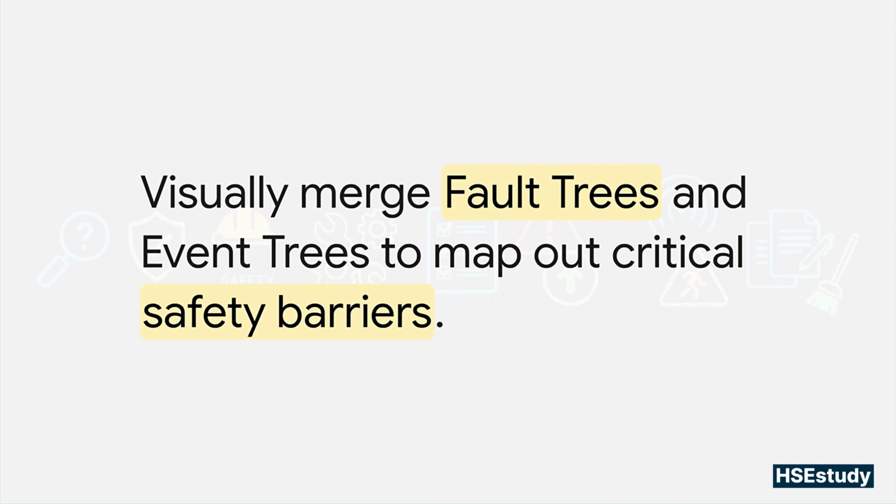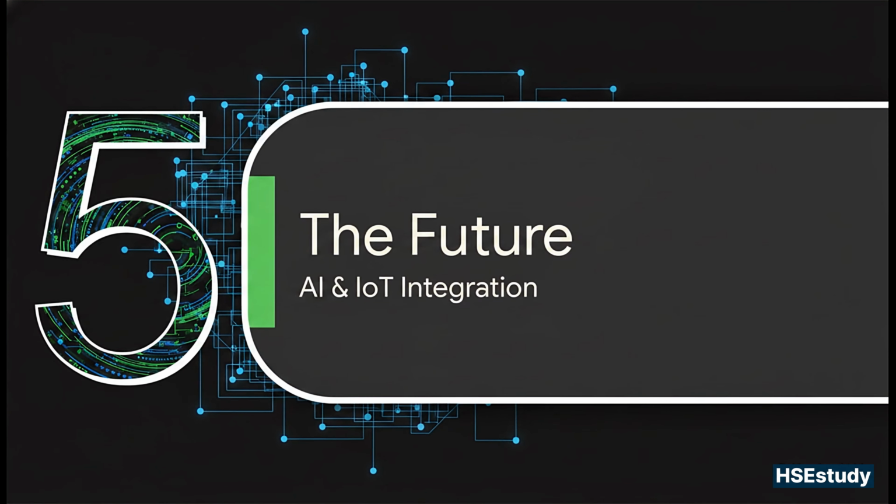And along those pathways, you literally map out your critical safety barriers. It creates this incredibly visual, easy-to-digest framework that connects cause to consequence. It is hands down the best tool for explaining critical risk controls to the guys in the field and the executives in the boardroom. Finally, Section 5, the future, AI and IoT integration.